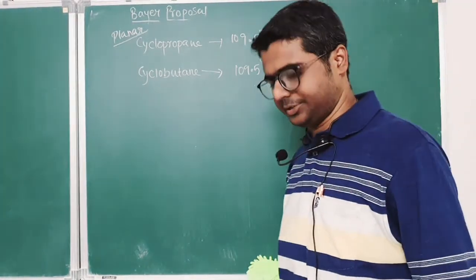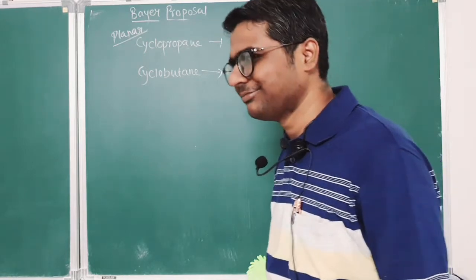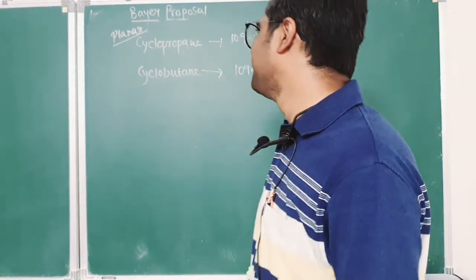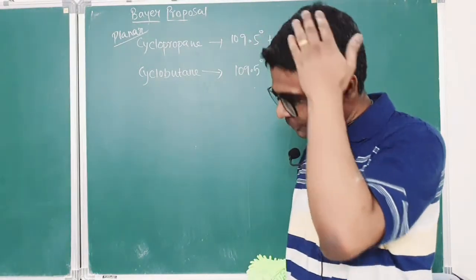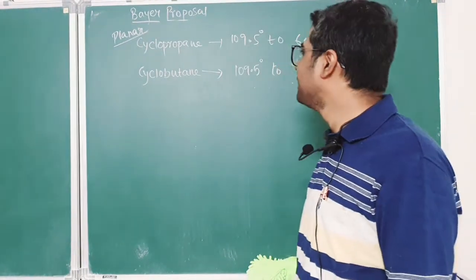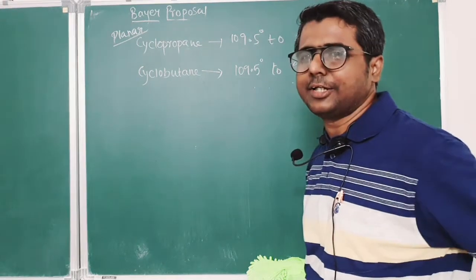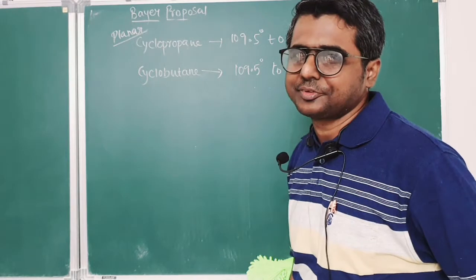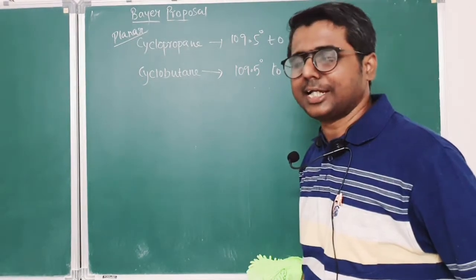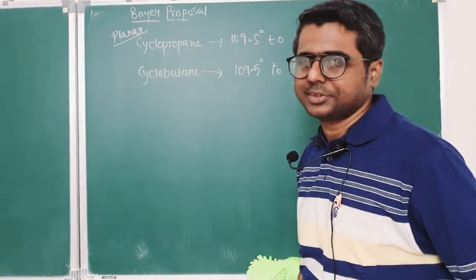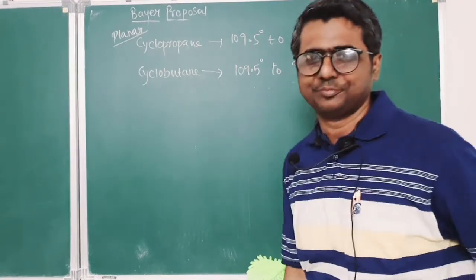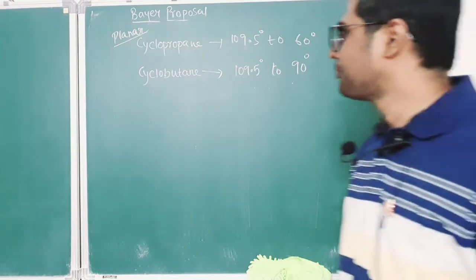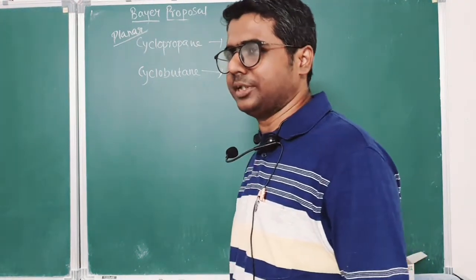Now, the difference between the sp3 hybridized carbon bond angle and the planar cyclobutane bond angle is less. Hence, the angle strain will be less, stability will be more. Here, we are talking about only planar ones.